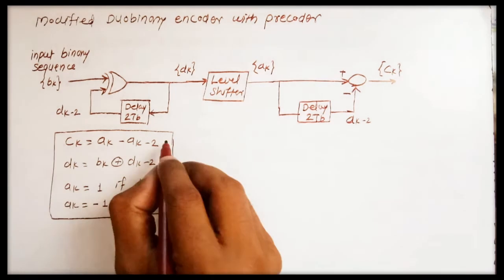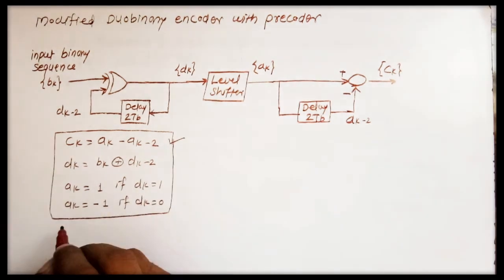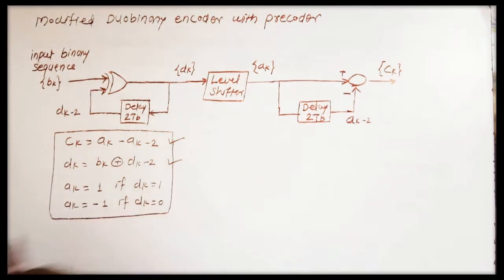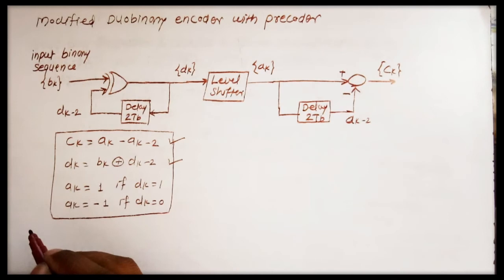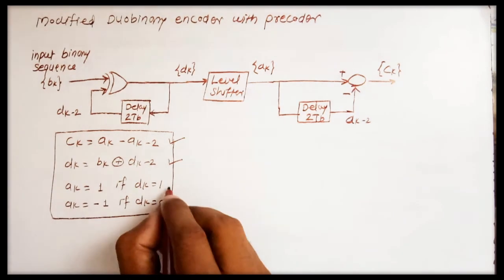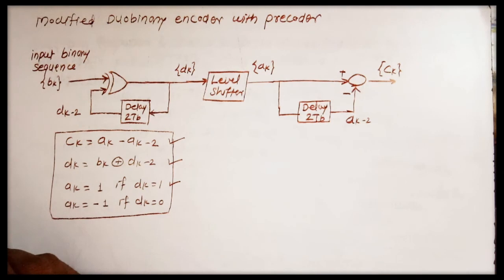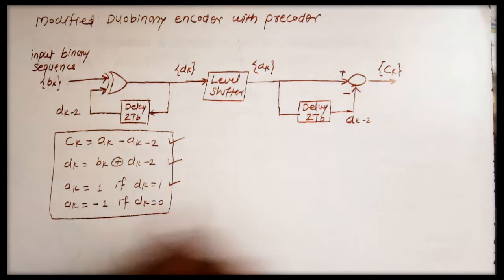This is the output of the modified duobinary encoder, and this is a polar representation of this sequence. Now this is the encoder block diagram. Now let's see the decoder block diagram.